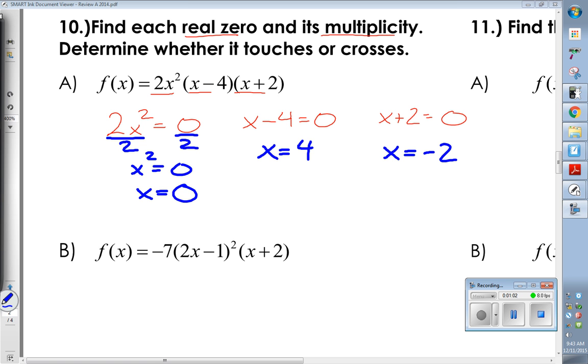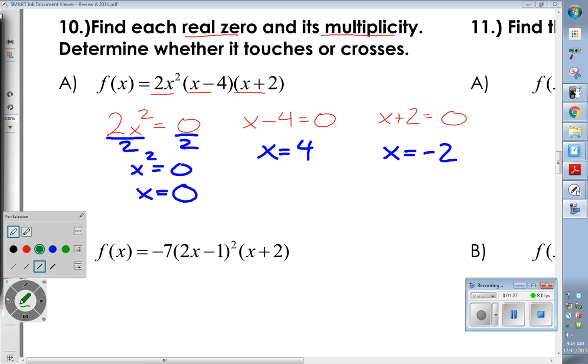Okay, that's really easy. From there, it says talk about its multiplicity, and that helps us to determine whether it touches or crosses. So remember, multiplicity means how many times did each answer occur. Okay, so the way we look at multiplicity is exponents. We're looking at the exponent on the outside of parentheses, if there are parentheses, to help us make that determination. Okay, so in this problem, it is 2x squared. What is the multiplicity on that problem? It's a 2. Okay, that means the answer 0 really is happening 2 times.